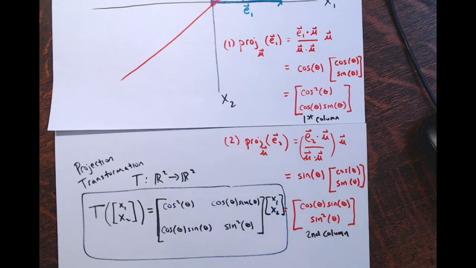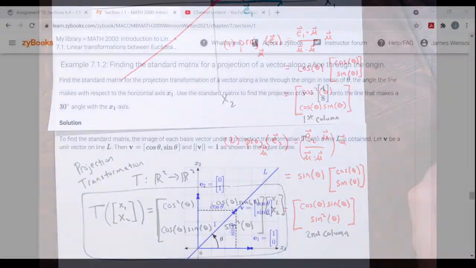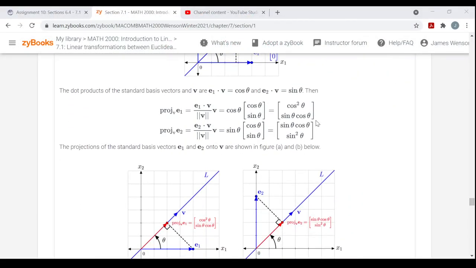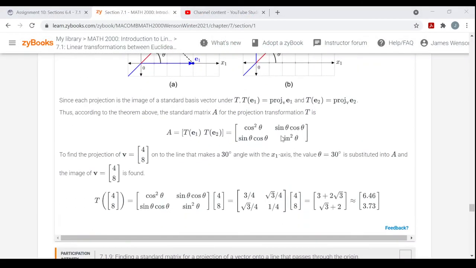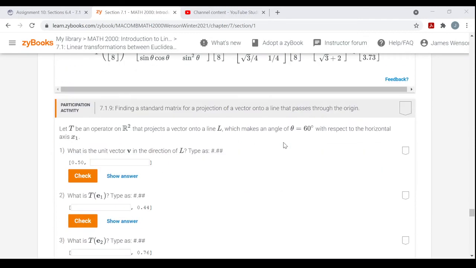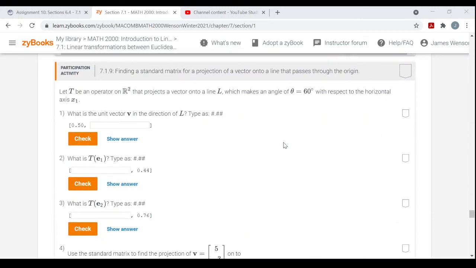Well, okay, now let's use this in the activity. This projection, now they go through all this here. Get the same thing I showed you. Let's use this in this activity. Say let T be an operator on R squared that projects a vector onto a line L, which makes an angle of 60 degrees. So I'm going to replace theta with 60 degrees here with respect to the horizontal axis x1. What is the unit vector v in the direction of L?